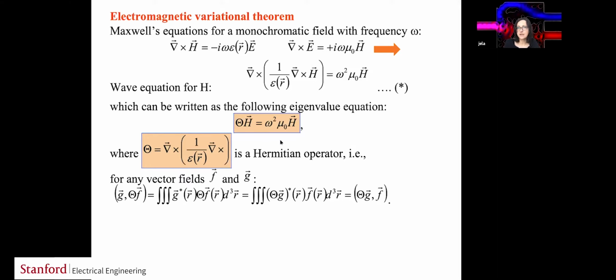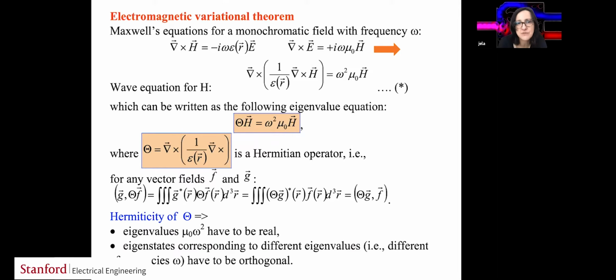Because real eigenvalues, what are the eigenvalues of the operator theta? It's omega squared mu naught, right? So we know that these are real, right? So that's all good because frequencies are frequencies of the electromagnetic field. And also eigenstates or eigenfunctions that correspond to different eigenvalues are automatically orthogonal.